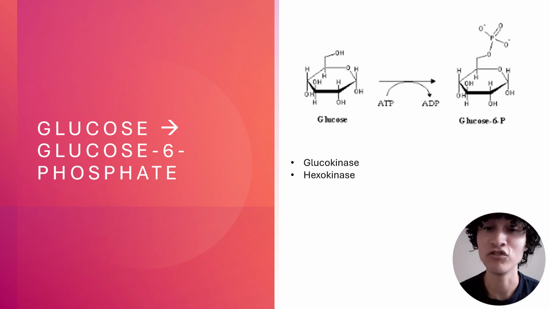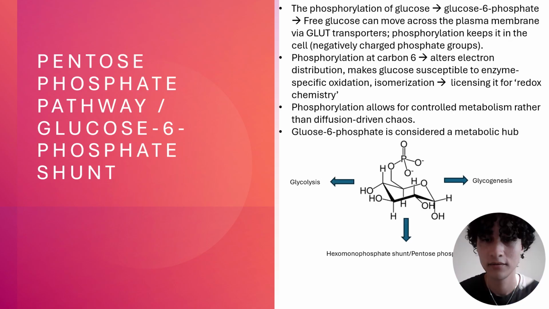The phosphorylation also makes it more susceptible to, say, redox chemistry and enzymatic activity, allowing for it to be metabolically processed, if you like. So glucose is phosphorylated into glucose 6-phosphate, by either glucokinase or hexokinase using ATP as a phosphate donor. And by adding that phosphate group onto the 6th carbon of the hexose ring, you're essentially trapping glucose in the cell.